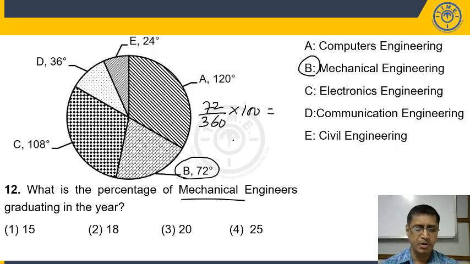Yes, my dear students, simplify this. 72, it goes how many times? 72, it goes how many times in this? Come on. Exactly how many times? 5 times. So 100 by 5, it is 20%. So what is the result? 20%. Right answer, option number 3. Third choice is the right answer. Okay.